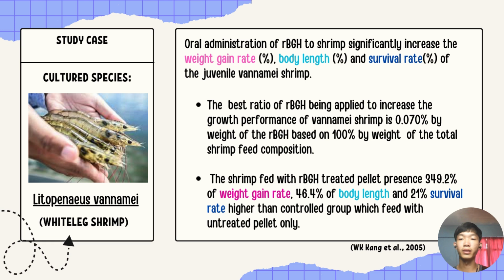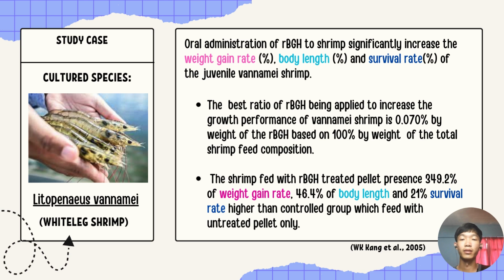The cultured species is Litopenaeus vannamei, commonly known as whiteleg shrimp. The oral administration of recombinant bovine growth hormone to vannamei shrimp significantly increased the weight gain rate, body length, and survival rate of the juvenile vannamei shrimp. The base ratio of recombinant bovine growth hormone being applied to increase the growth performance of vannamei shrimp is 0.07% by weight of the recombinant bovine growth hormone based on 100% by weight of the total shrimp feed composition.